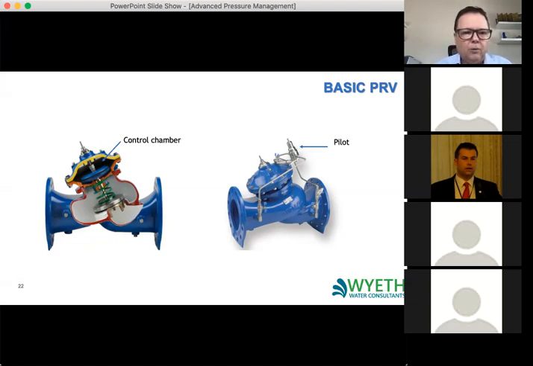To control the pressure in the control chamber here, we actually have a mechanical pilot. And that pilot has got a bolt in the top. And we can tighten or loosen that bolt to adjust what we want the downstream pressure to be. And once we've set the downstream pressure, 20 meters, 25 meters, then the valve will actually modulate open and close to maintain that pressure of 25 meters downstream.